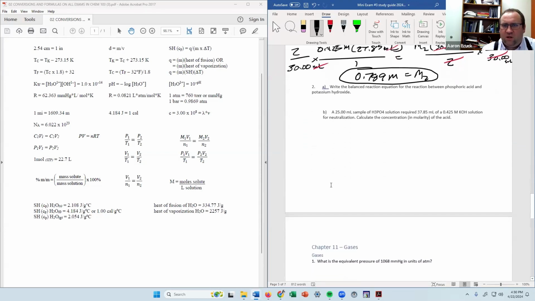For the next one, write the balanced chemical equation for the reaction between phosphoric acid and potassium hydroxide. We've got a similar kind of thing going on here as well. Need a balanced chemical equation first, so I need to know what the things are. Phosphoric acid is H3PO4. It's been given to us there. Potassium hydroxide is KOH.